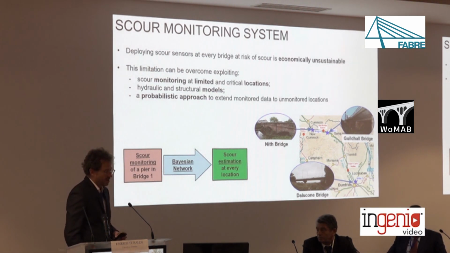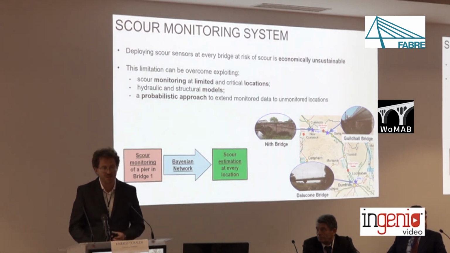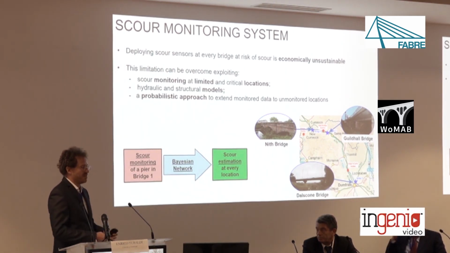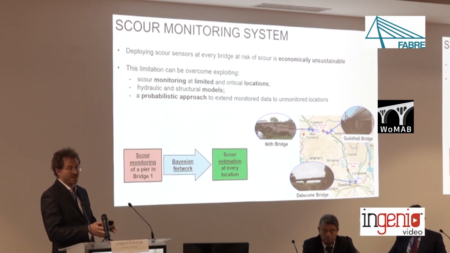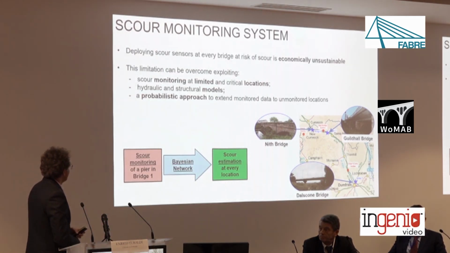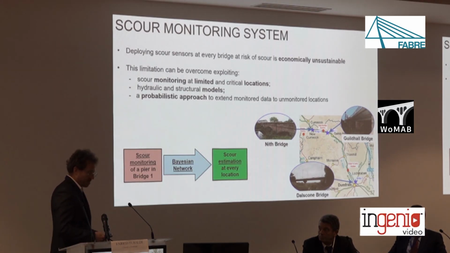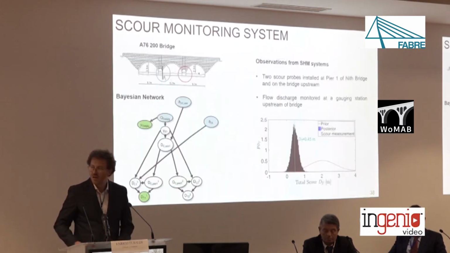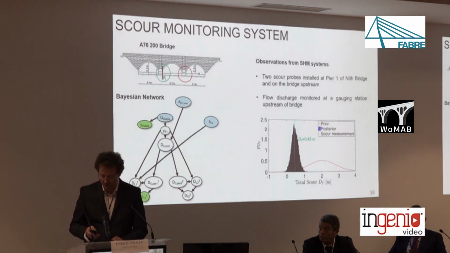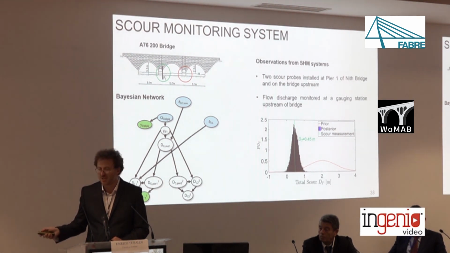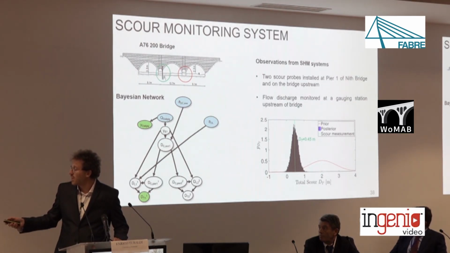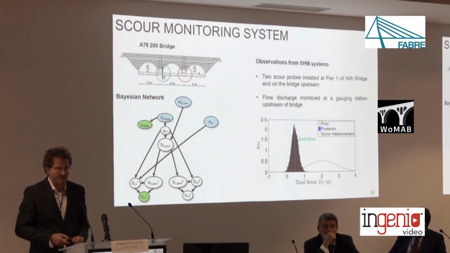So the idea here is to install a few sensors only at critical locations, and then exploit some modeling in order to transfer the information from the monitored locations to the unmonitored ones. And for this purpose, we used a probabilistic approach called Bayesian networks in order to transfer the learning from the monitored locations to the unmonitored ones. So here you see the graphical representation of the so-called Bayesian network that describes the relationship between the various random variables involved in the problem.